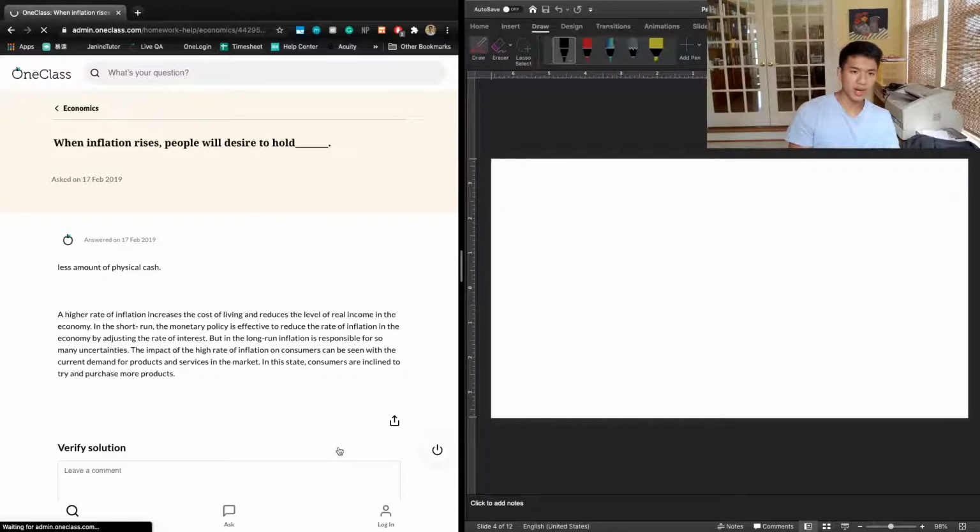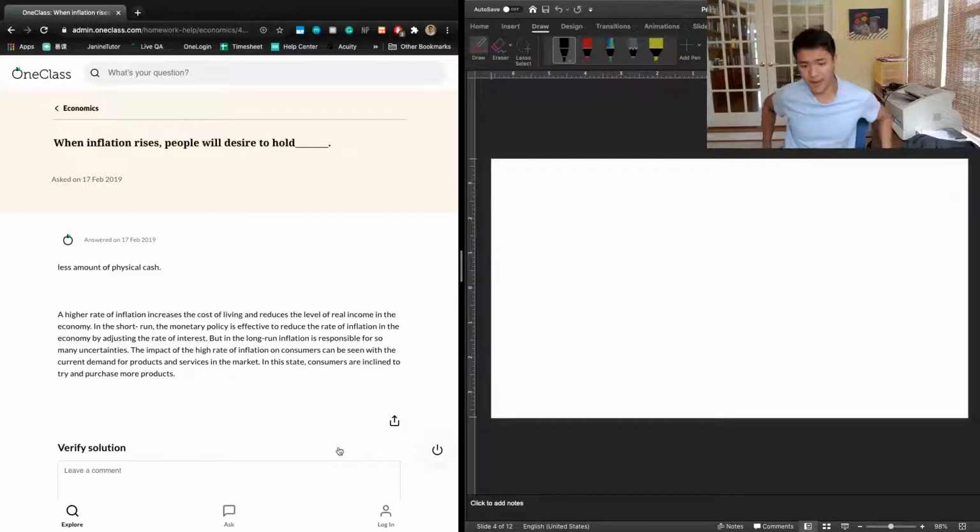When inflation rises, people will desire to hold blank. And so I think this refers to the amount that people are holding in savings. So the question is, do you save more or less when inflation happens? So, real quick review of inflation. Inflation occurs when price levels are going up and therefore the value or purchasing power of money goes down. Okay, how does that apply to how much we save then?